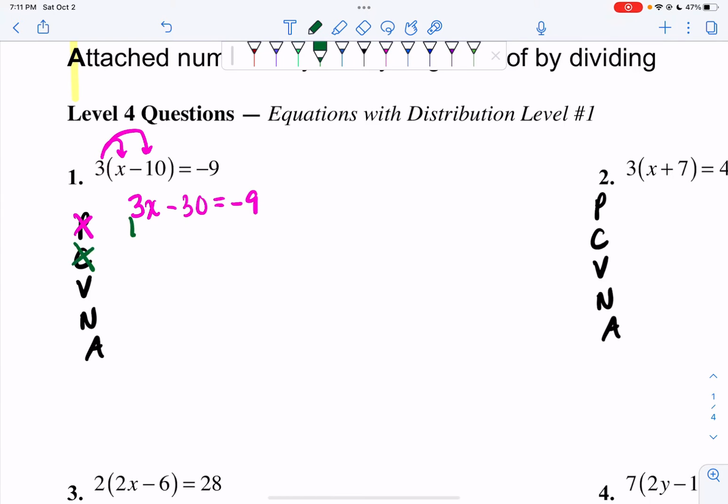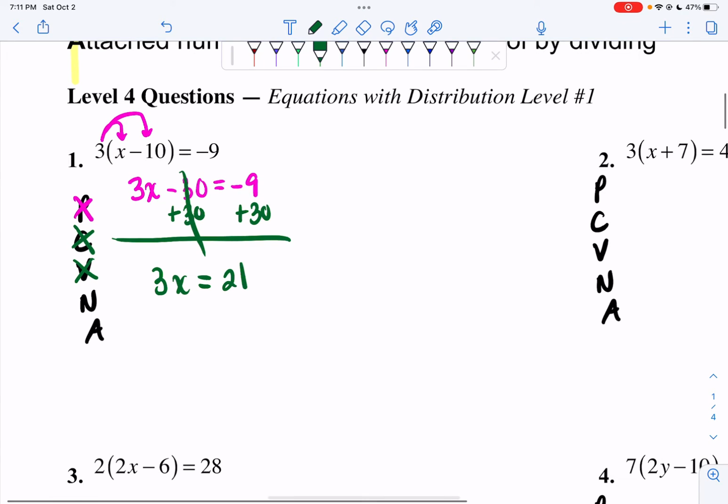There's nothing to combine. All my variables are on one side. So now I need to get rid of my numbers. So I need to get rid of this minus 30. So to do that, I'm going to add 30 to both sides of my equation. So I get 3x equals negative 9 plus 30, which is 21.